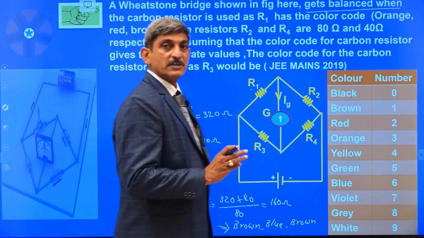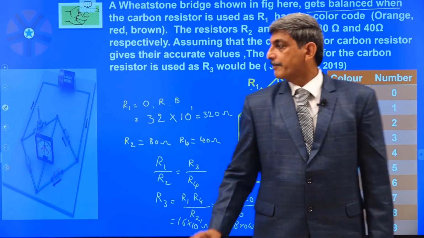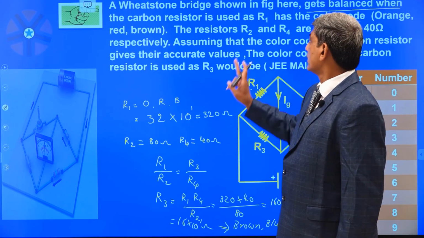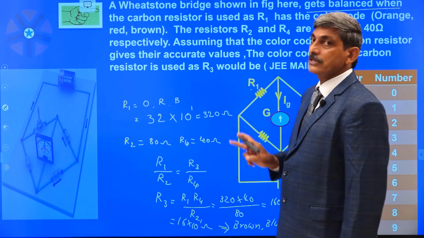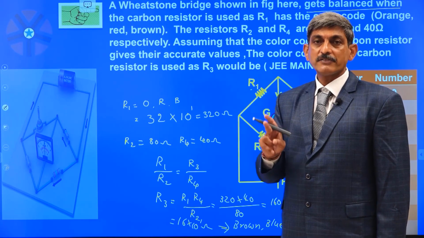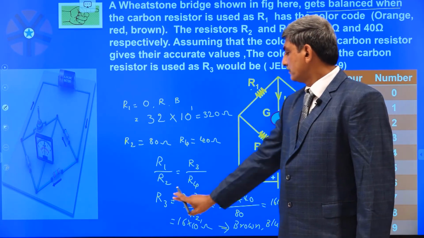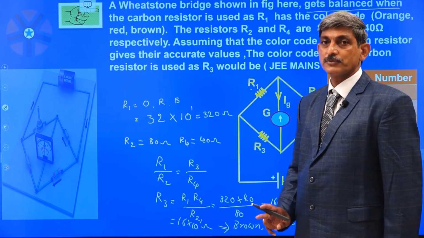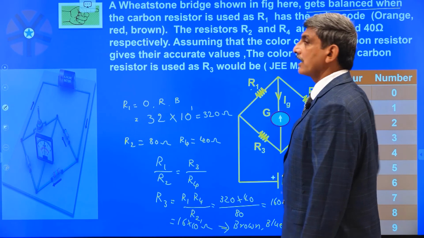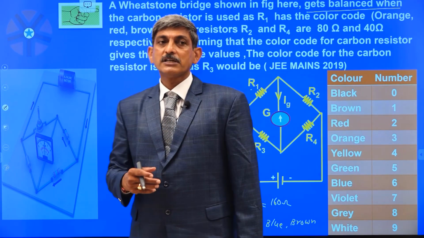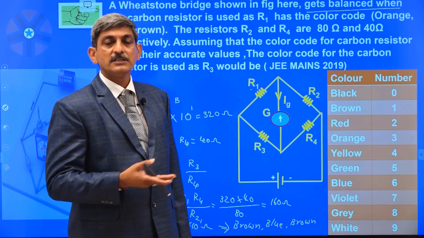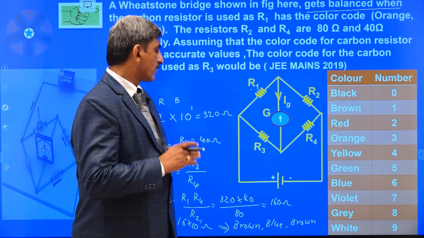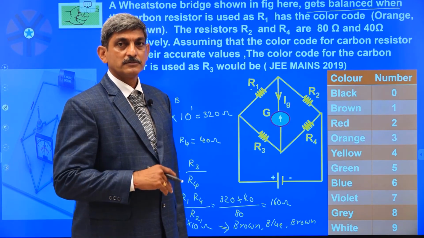Okay, here first of all using the color code we obtain the resistance value R1, then by using R2, R4 values and the balancing condition of the Wheatstone bridge, we determine the R3 value, which is equal to 160 ohms. Again by using the color code table, we obtain the corresponding colors for the resistance value of 160 ohms. They are brown, blue, brown.